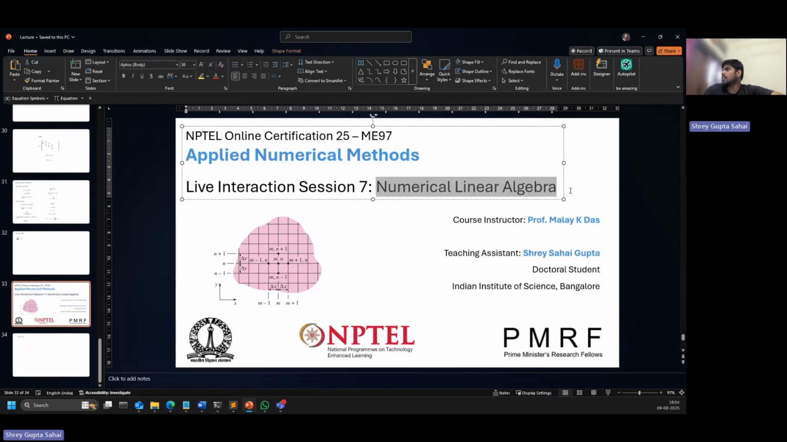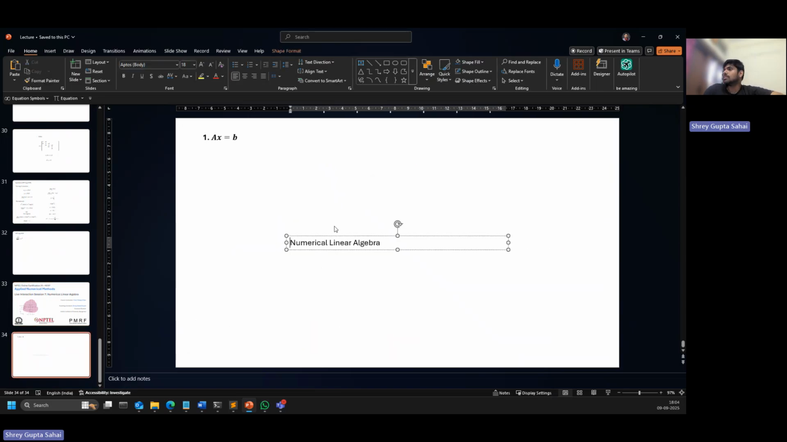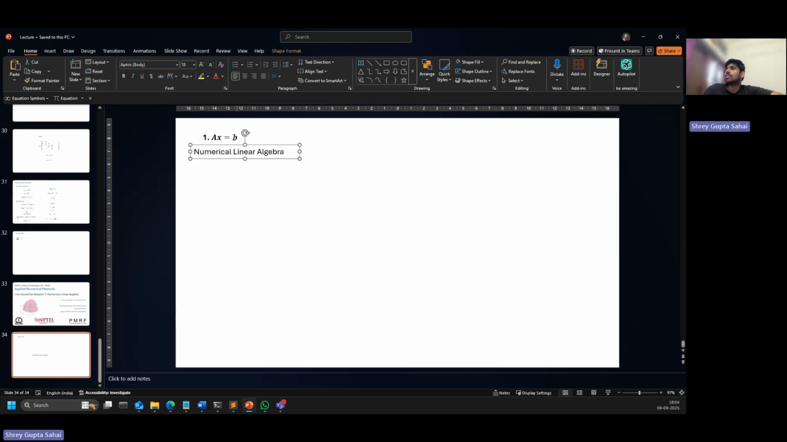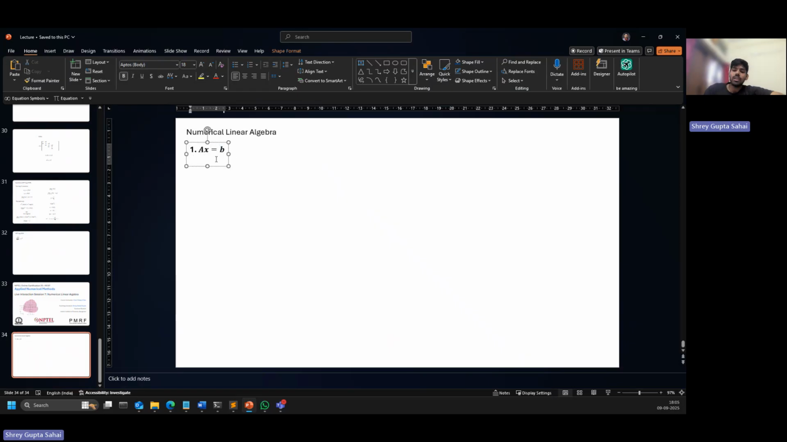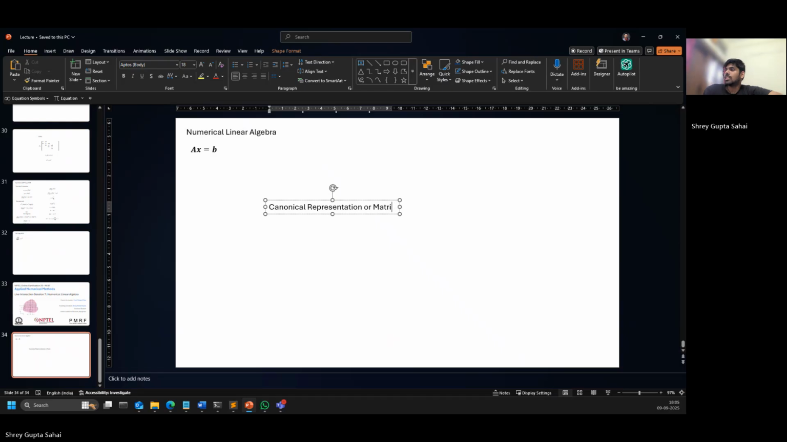So basically, what are we looking at? We are looking at numerical linear algebra. And if I have to sum it up, what we do in numerical linear algebra is something called matrix decomposition, which is also sometimes called canonical forms, canonical representation, or matrix decomposition.